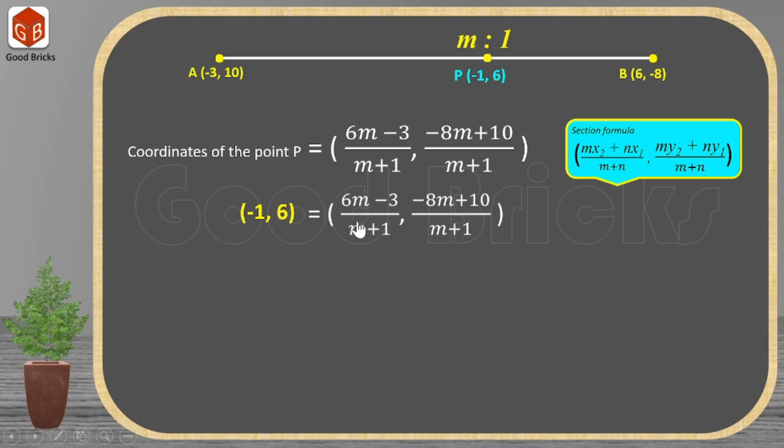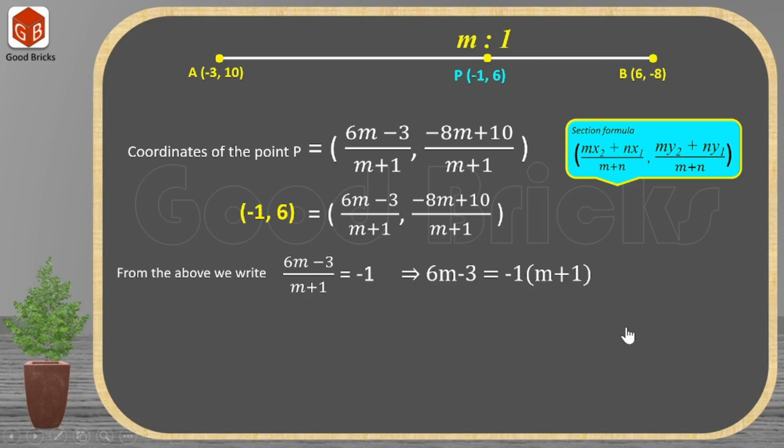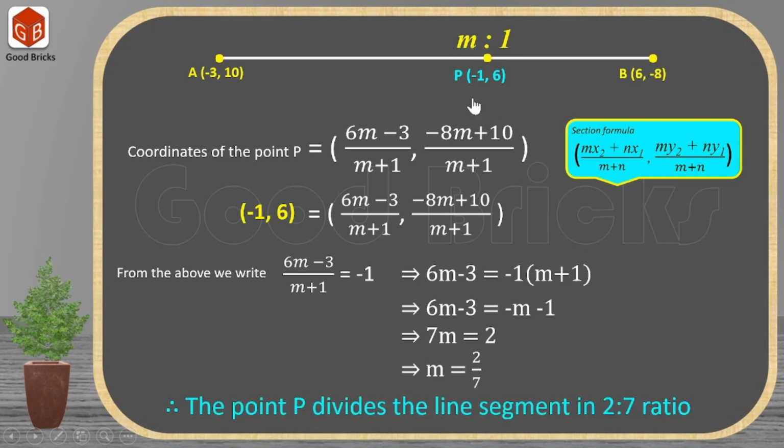From this we can say this x coordinate 6m minus 3 by m plus 1 is equal to minus 1, we can write. So when we will write and simplify, we will get the value of m how much, 2 by 7 and that is what we want. Now we got m is nothing but 2 by 7. It means this point P divides AB line segment in 2:7 ratio.